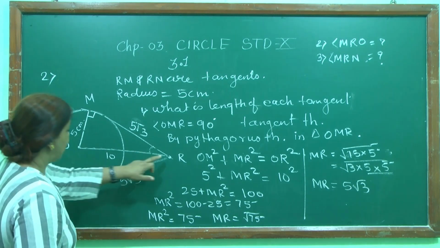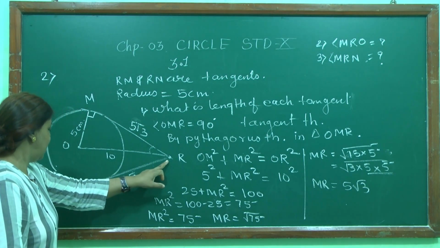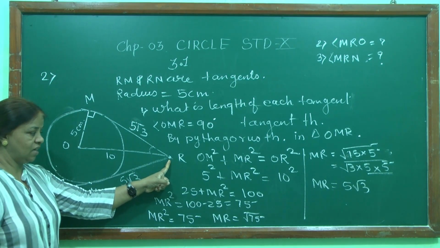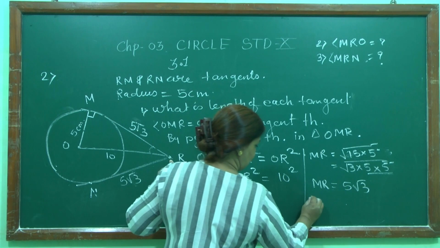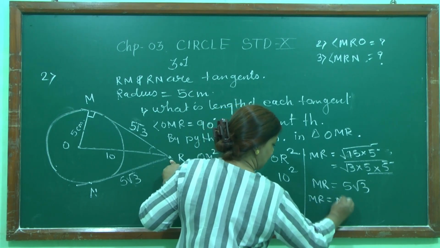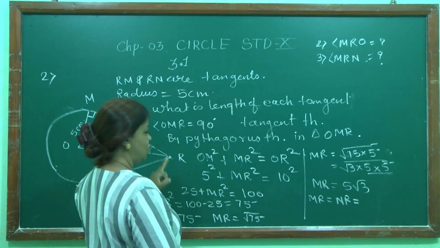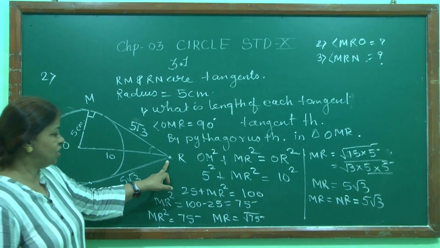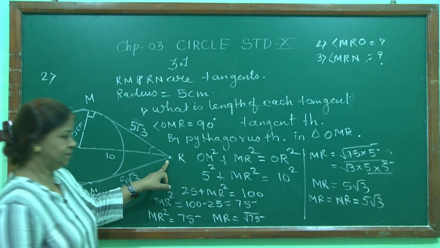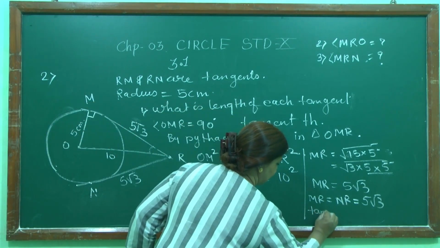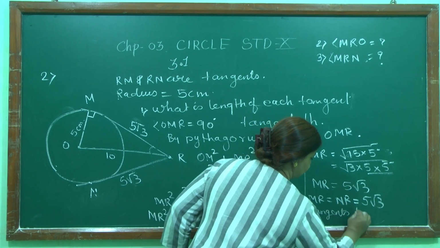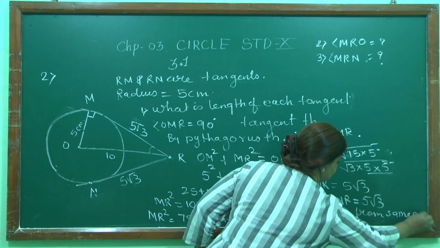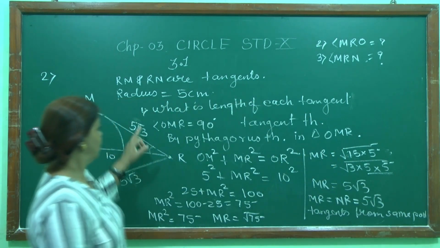Why? MR and NR are the two tangents which are drawn from the same point R. So I can say MR is equal to NR, which is equal to 5 root 3. Why? Because tangents drawn from the same point R. Now the first question is done.